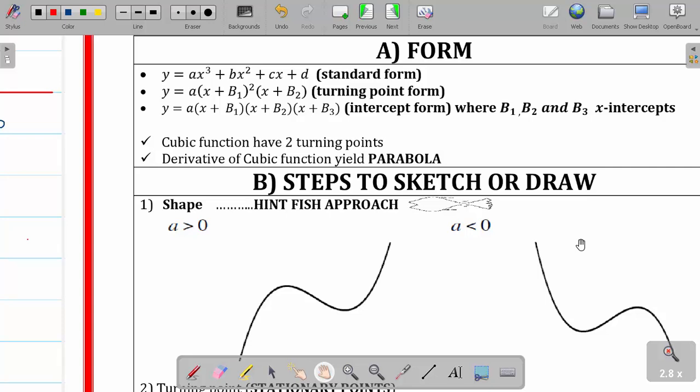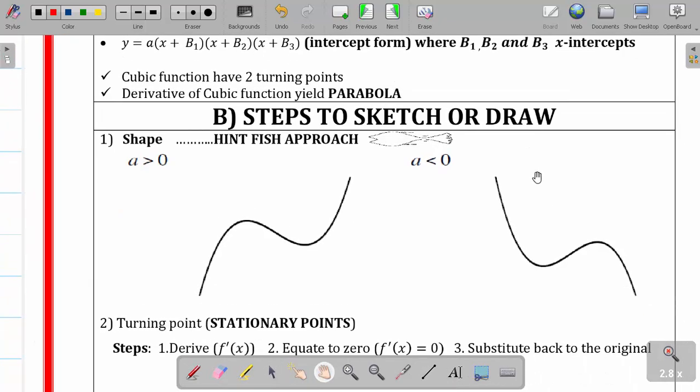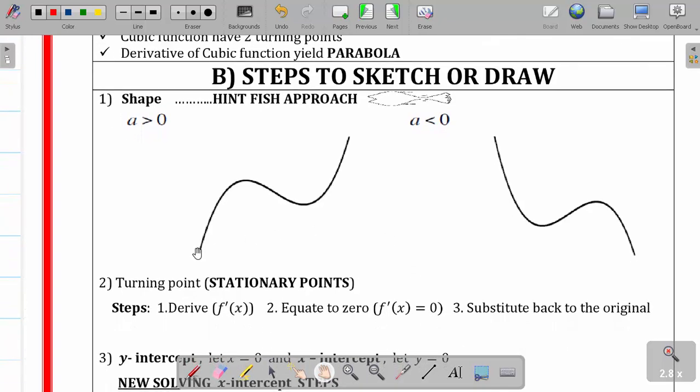Okay, now these are the steps for sketching or drawing the cubic function. First of all, A shows us the shape, like we said. It can be less than 0, like this. Then next, we find what we call the turning points. The turning points, that's the stationary points. Here it's a turning point, another turning point here.